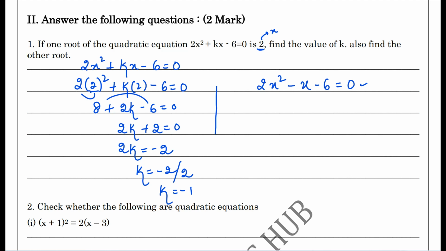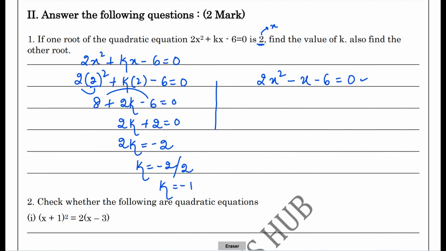Now this is a quadratic equation in variable x, that is 2x square minus x minus 6 equals 0. To find out the other root, it can be solved by using the factorization method or by using the quadratic formula method, that we'll be learning in the next video. Or if you know, you can directly solve.